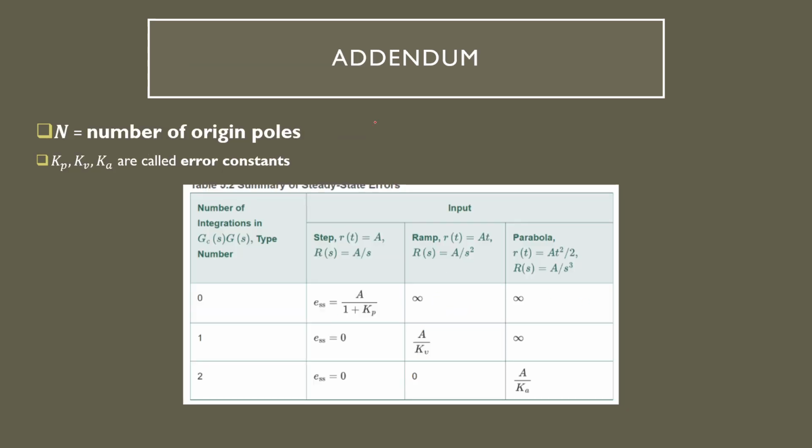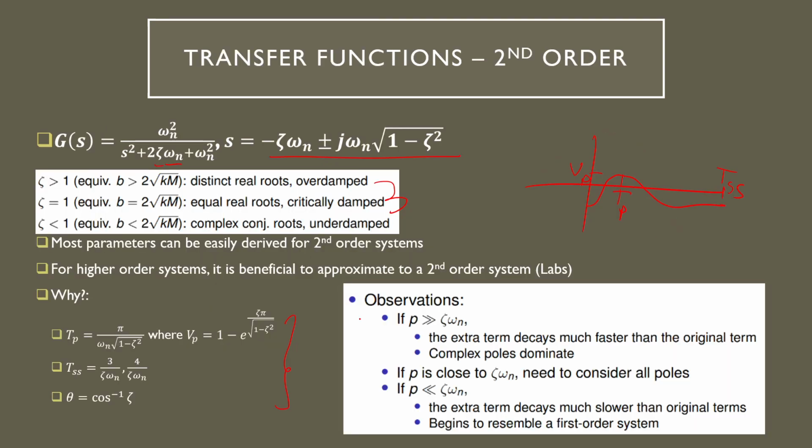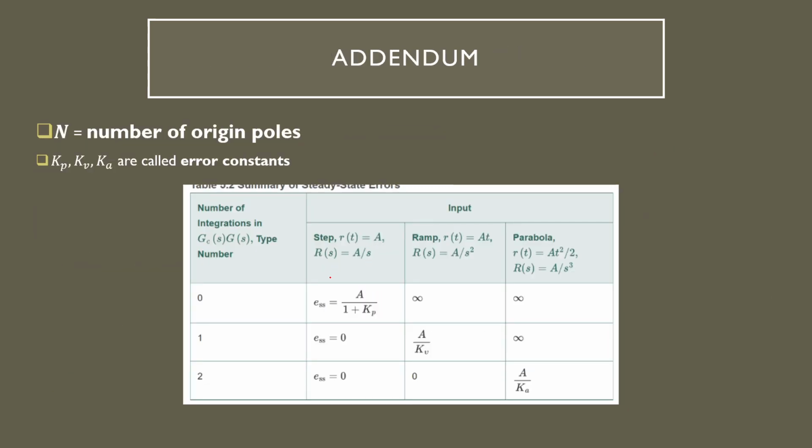Moving on, a quick addendum. I mentioned every performance parameter, but I didn't mention steady state error. Steady state error is this guy over here. This is the steady state settling time, but the final delta value is steady state error.